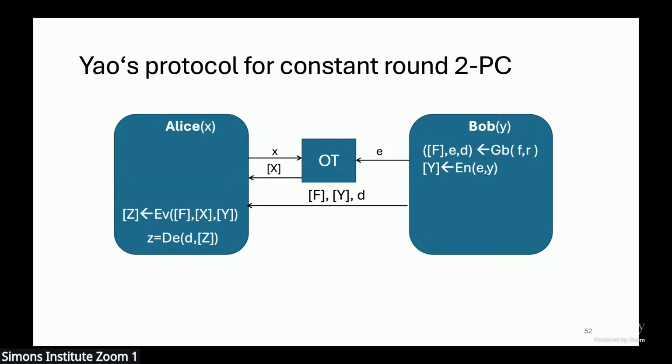So if the OT protocol runs in 2 messages, then this whole protocol can run in just 2 messages, with one message from Alice to Bob, followed by another message from Bob to Alice. So we get what's essentially the best possible round complexity for two-party computation. So this is really nice, much better than something that scales with the depth of the circuit, like in GMW.